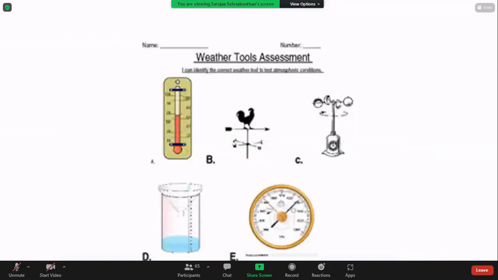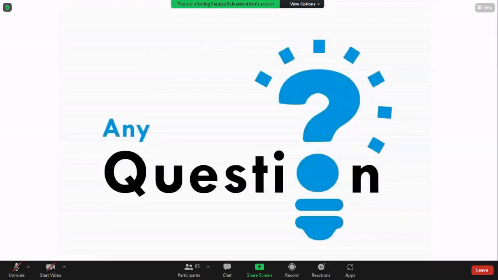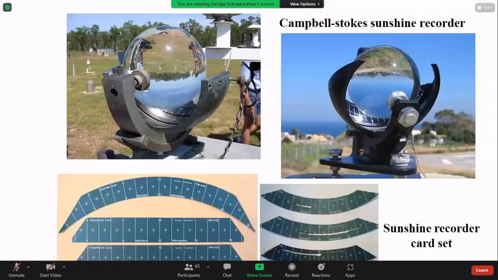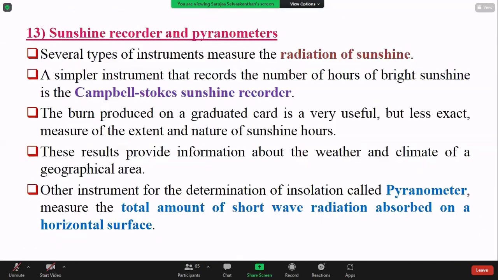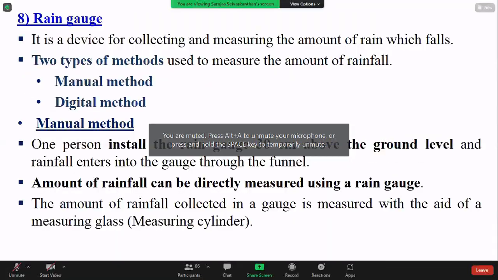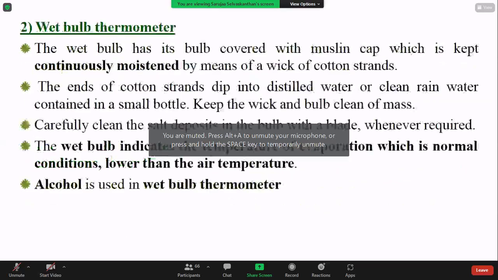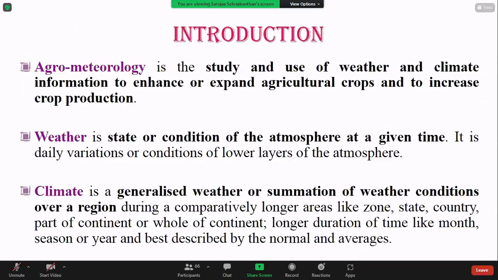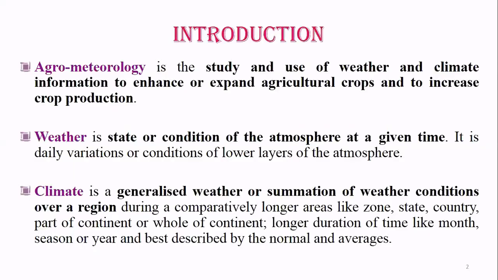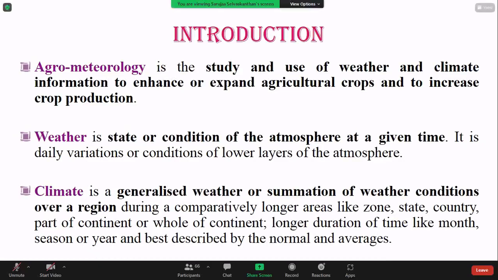Before taking some questions, we will see. Shall I show the slides again from the start? Because if I ask questions by index number, you will be worried. No, I will start from the first slide. Okay. In the slides, you noticed agrometeorology. What is the meaning of agrometeorology? What is the meaning of weather and climate? What is the difference between weather and climate?